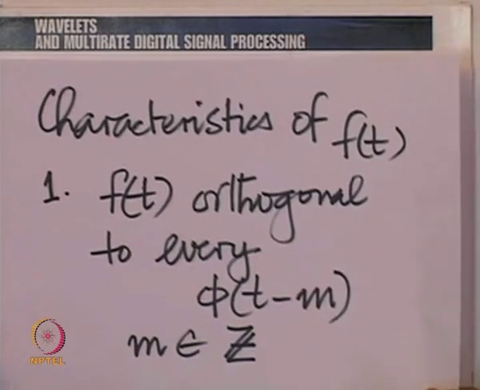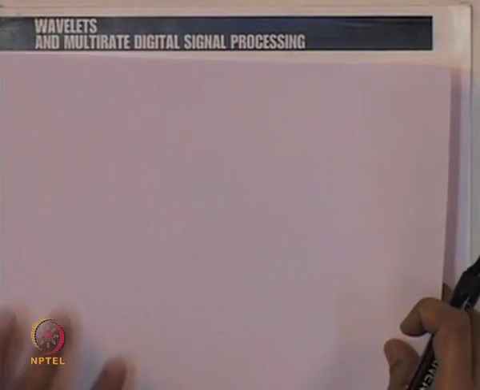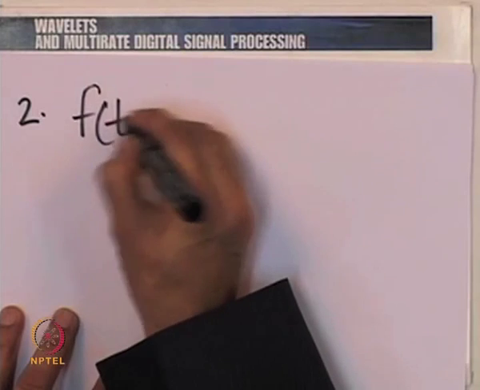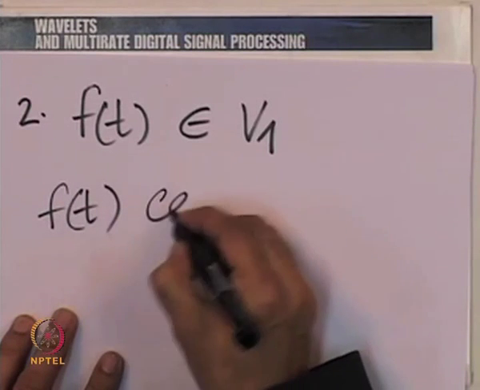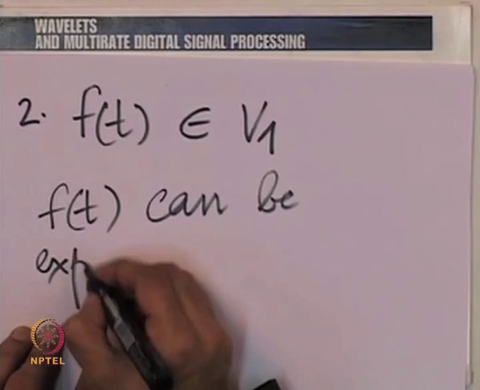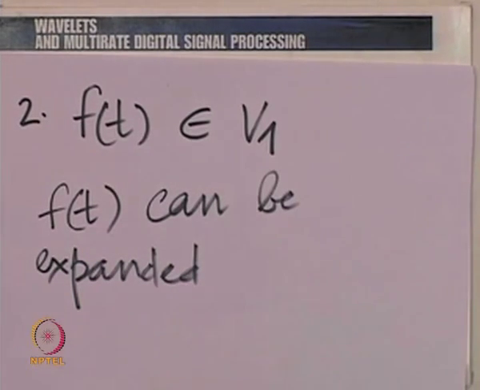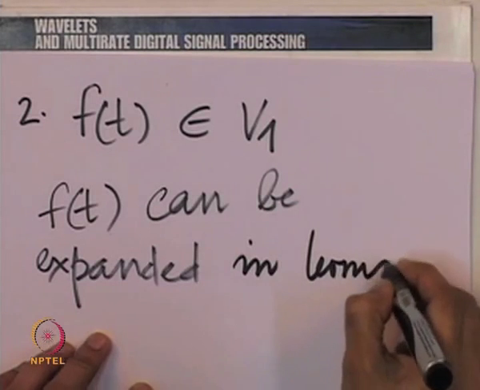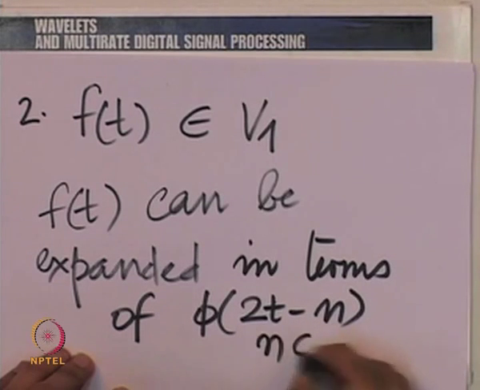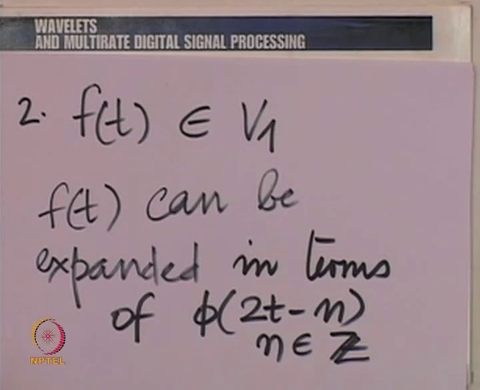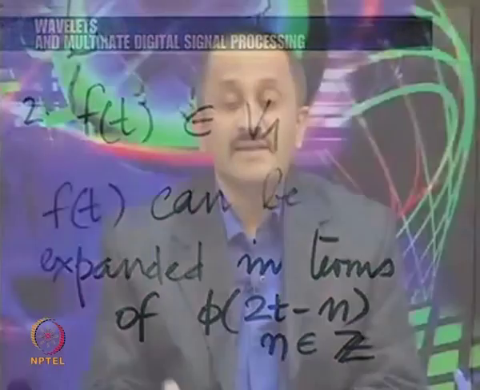But the inclusion property, namely that f t belongs to V1, is captured by the fact that f t can be expanded in terms of phi 2 t minus n for integer n. Essentially, the inclusion property, the fact that f t is a part of V1. Now, let us use these two properties together and come up with some interesting observations.